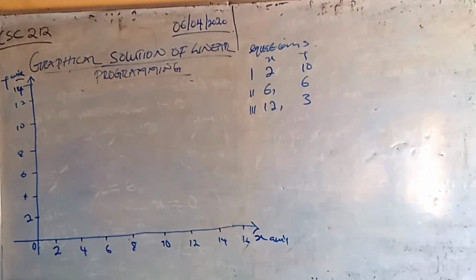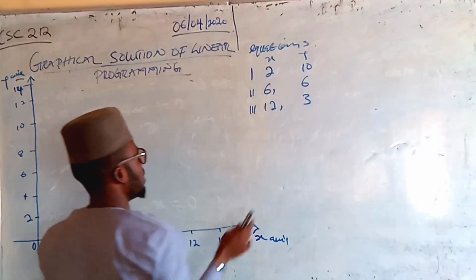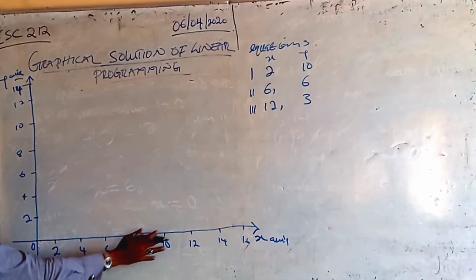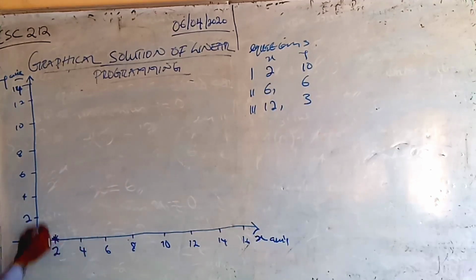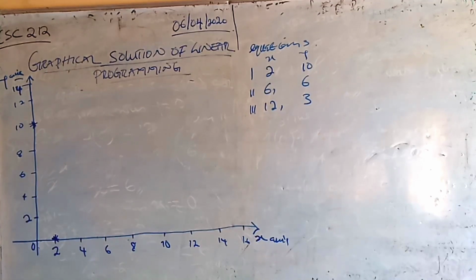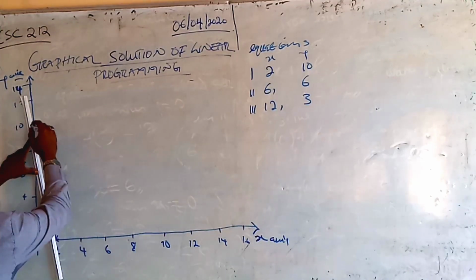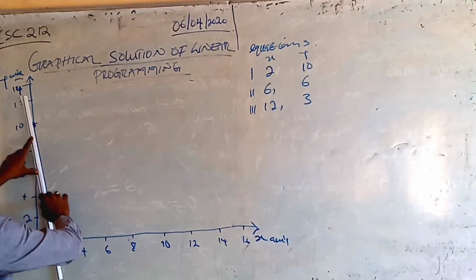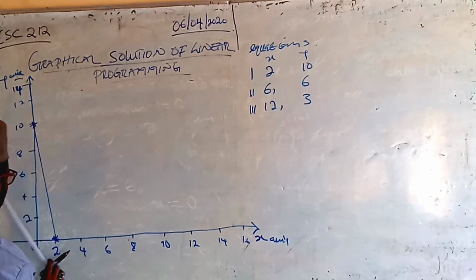So now from equation 1, when x is 2, y is 10. So here is the x axis. When x is 2 here, then y is 10, so y is somewhere in this place. So we are going to merge them together. Maybe we are going to use this as our ruler for us to merge them together. So we finish for equation 1.